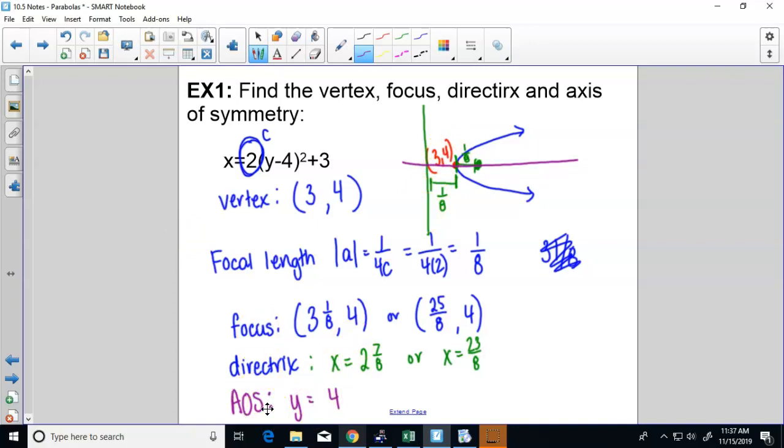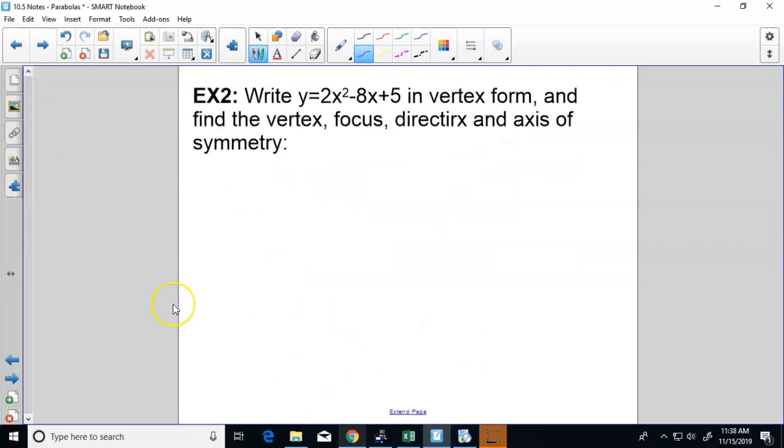Okay, questions? Okay, here's our next one. We have to write y equals 2x squared minus 8x plus 5 in vertex form, and then find the vertex, focus, directrix, and axis of symmetry. So this one's not written in vertex form for us. We have to put it in vertex form.